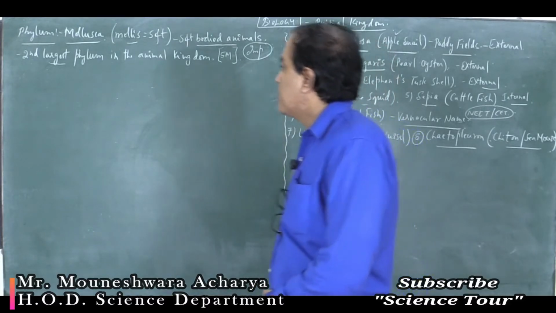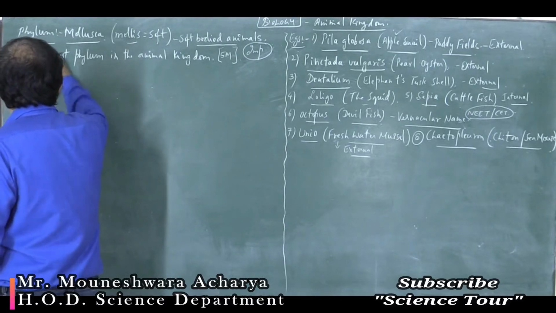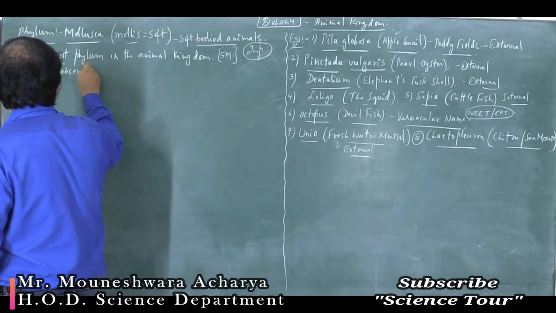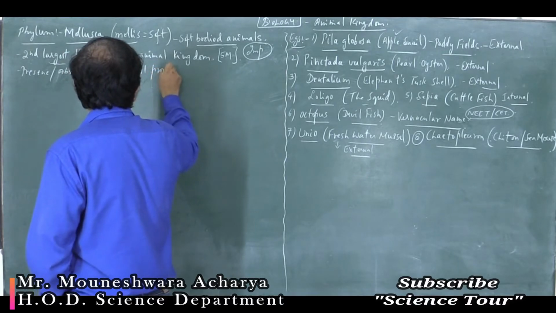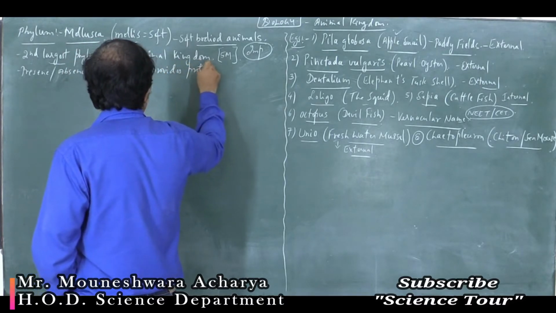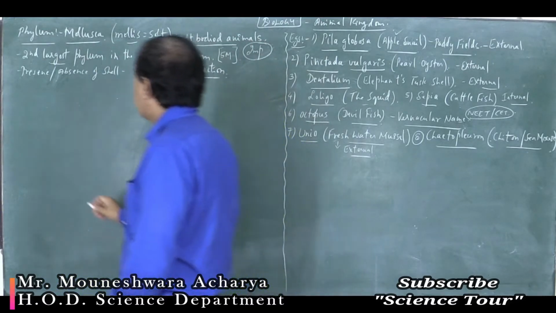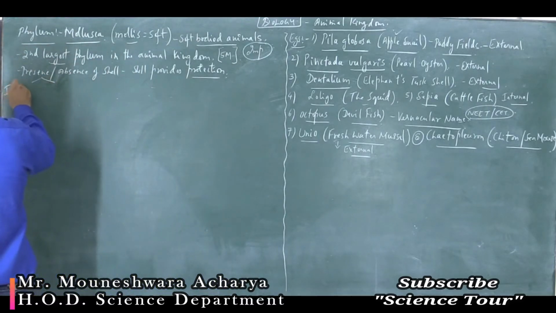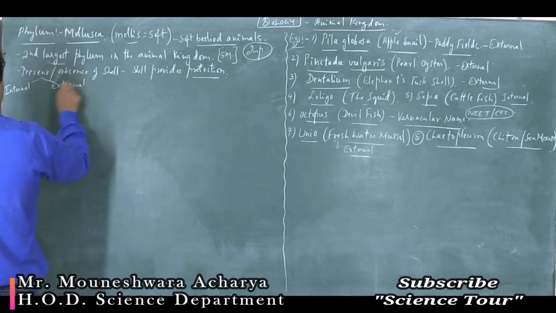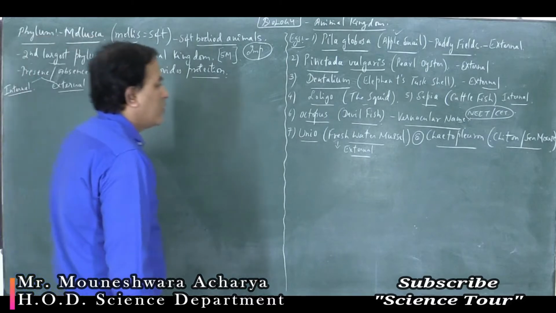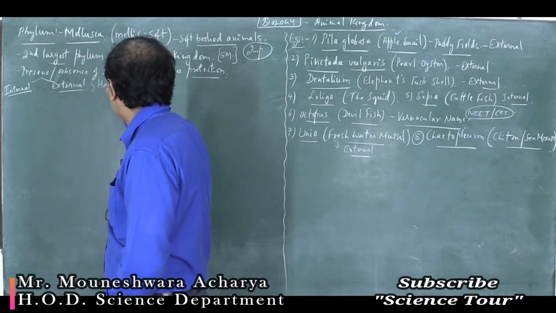So that is presence or absence of shell. Shell provides protection to the animal. So when the shell is present, they may be internal or external. Then comes their habitat, means the place where they live. That is their habitat.